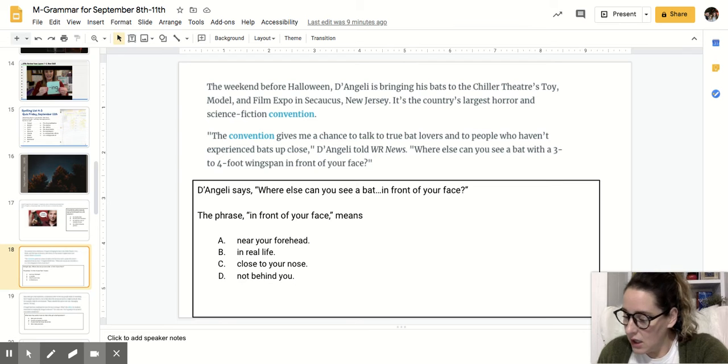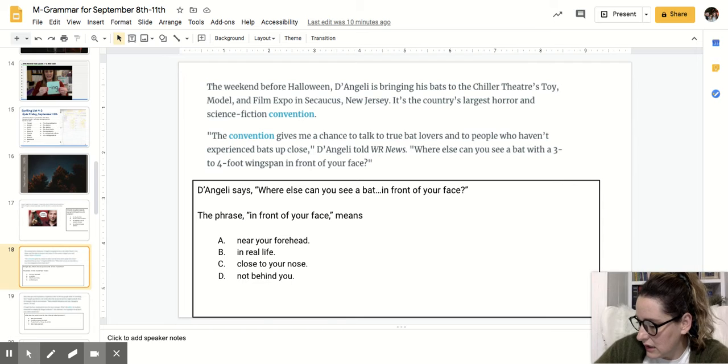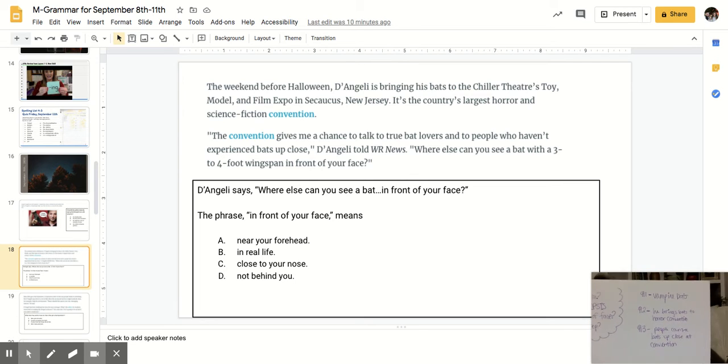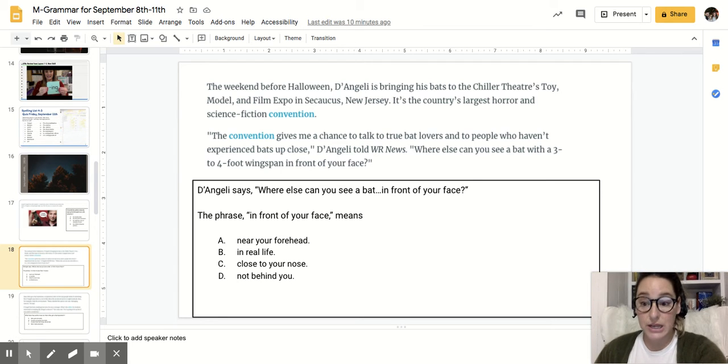All right, let's think about it. Since it's on the same page, well, I'm getting ahead of myself. Let's write it down. What's the main point or the main idea of this paragraph? People can see bats up close at convention. It's basically what D'Angeli is saying. All right, so that's my note. I know it's an extra step, but I promise as we practice this, it will help your comprehension, meaning your memory of what you're reading.